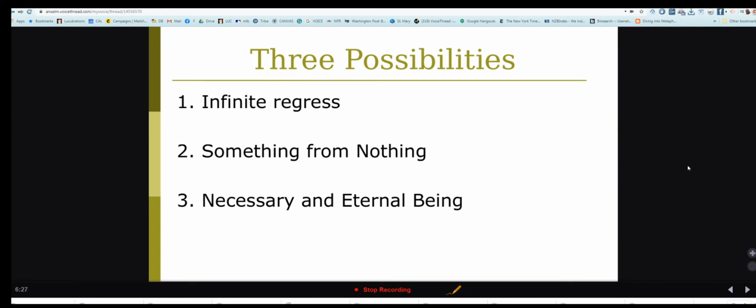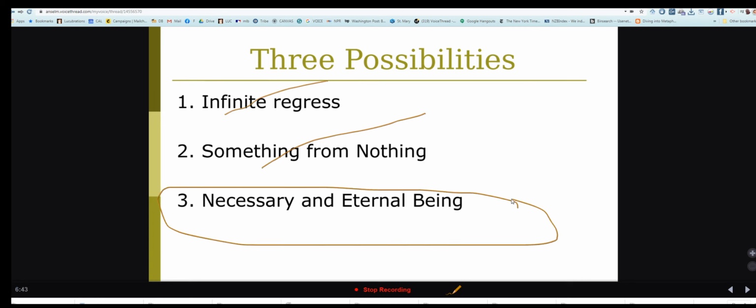So, again, of those three possibilities, you have to ask yourself which of those three hurts your head the least. And remember, the structure of the argument is that in order to prove God's existence, you have to be able to definitively rule out those possibilities and then be left with this other possibility.